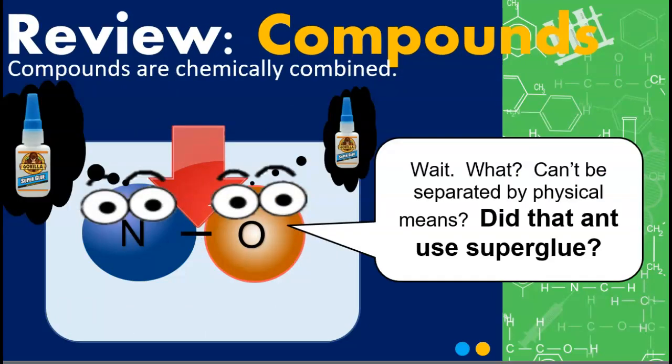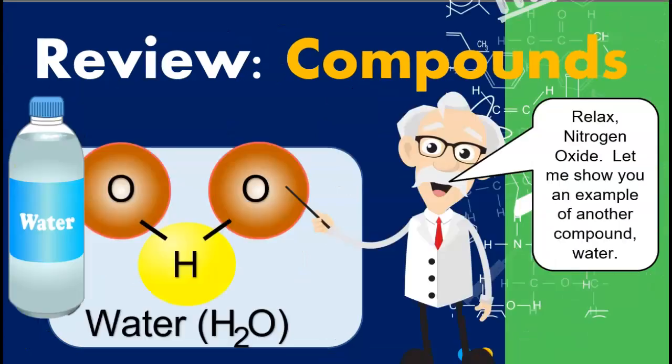All right, so poor little oxygen atoms there's like, wait, what? Can't be separated by physical means? Did that ant use super glue? All right, but sorry, little oxygen. Once that happens and you get bonded to somebody else, can't just be plucked apart. Have to go through a chemical reaction if you want to separate.